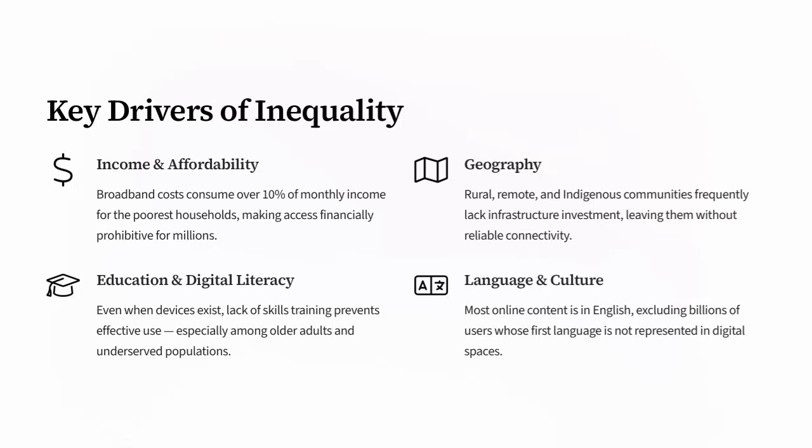I see four interconnected drivers of digital inequality. Affordability is the first. For the poorest households, broadband can consume more than 10% of monthly income, making access financially prohibitive. Geography matters too, as rural, remote, and indigenous communities often lack reliable infrastructure. Even where devices are available, limited education and digital literacy can prevent effective use, particularly for older adults and underserved groups. Finally, language and culture shape who feels included online, since much digital content remains in English, leaving billions underrepresented.